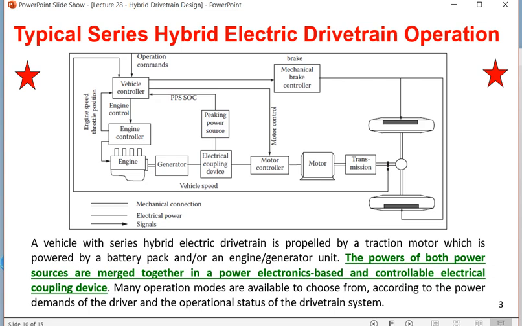But electrical braking is actually regenerative braking. It's a power gain, because whatever power we are saving during electrical braking actually comes back to the secondary power source, that is the battery, and it actually charges the battery.